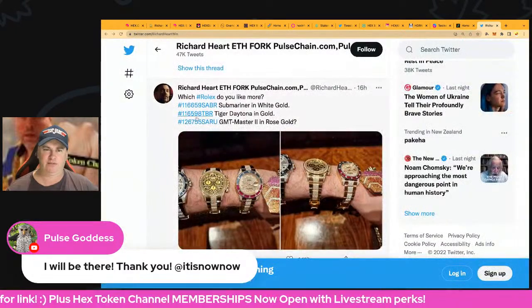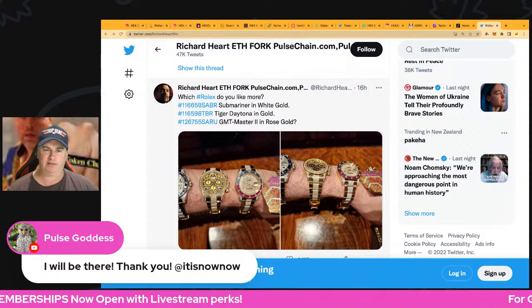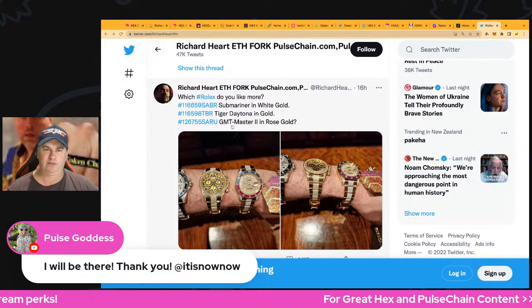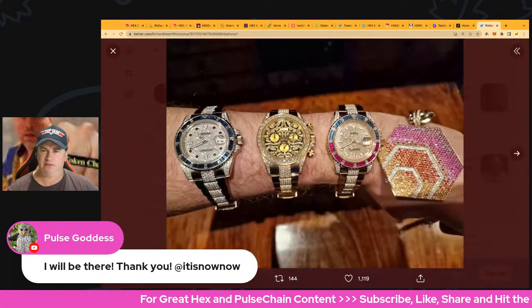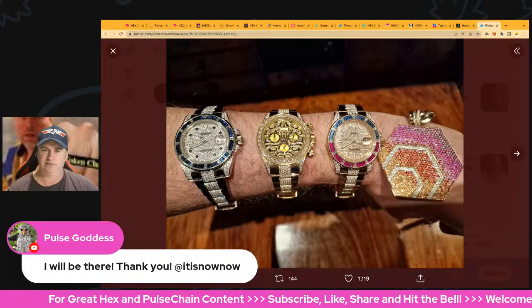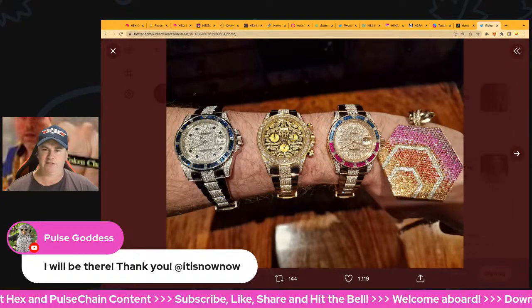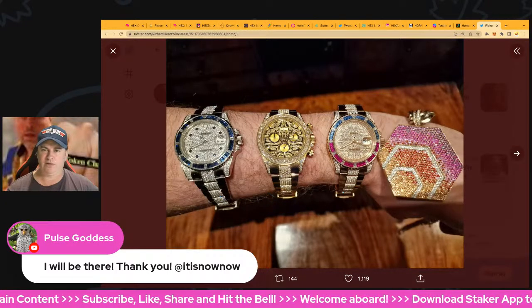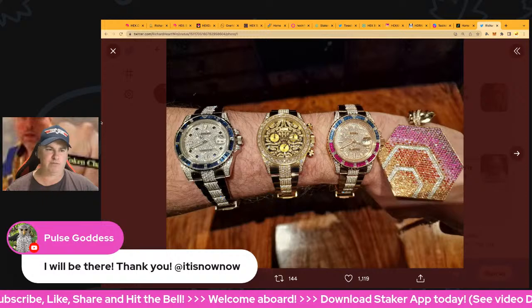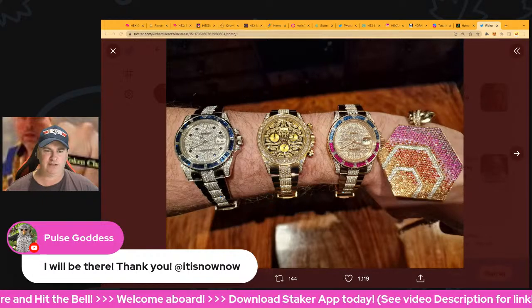What were they called? So this first one's the Submariner in white gold. That's on the left. The second one, Daytona in gold, which is obviously in the middle. And the GMT Master in rose gold. I guess it's this rose gold one. A little bit with the colors, a little bit off-putting, and maybe it's all the gold in there. Right, let's see what the people have spoken. Let's see what they have said.